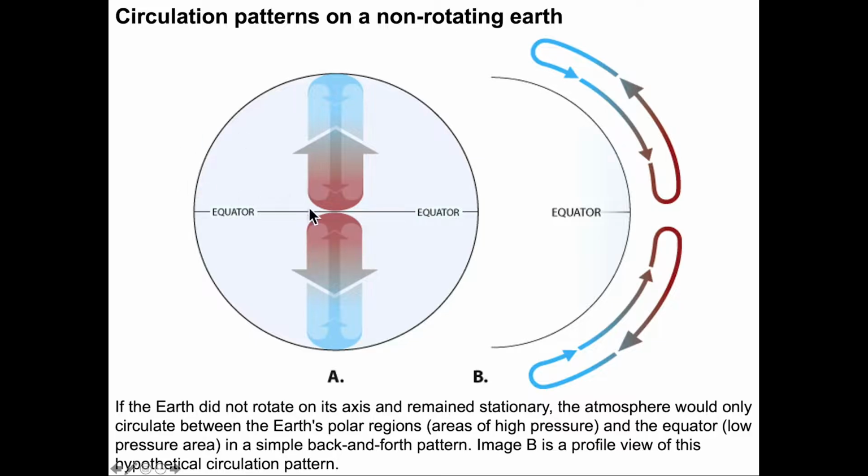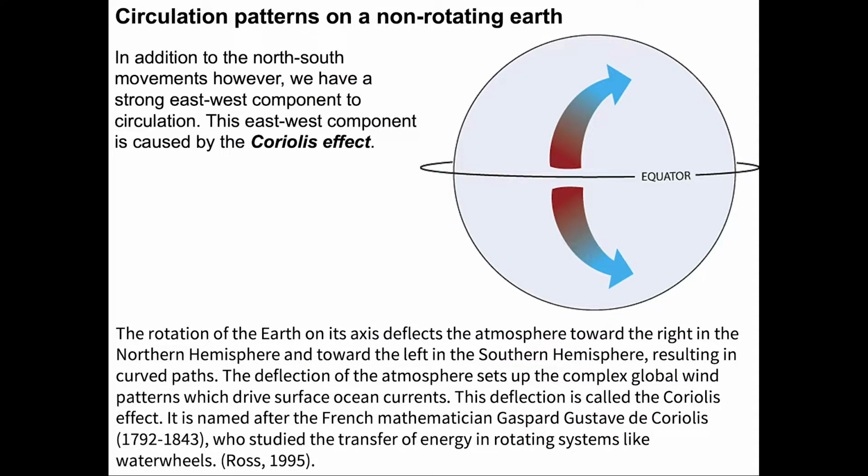However, this isn't the case because the Earth is rotating. And when we add rotation to this kind of simple scenario, we get this. We get a deflection of this circulation cell. This is known as the Coriolis Effect. It's the reason that this happens. So in the northern hemisphere, everything that's moving is deflected to the right. In the southern hemisphere, everything that's moving is deflected to the left.